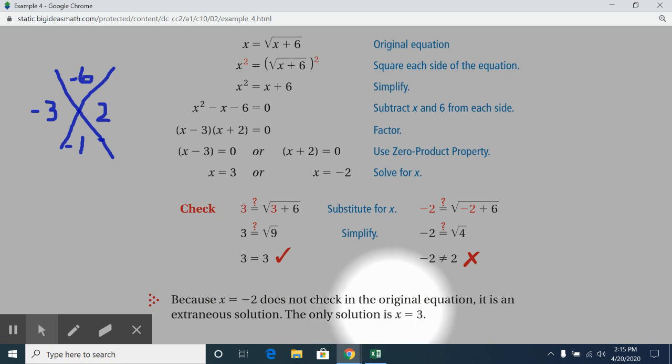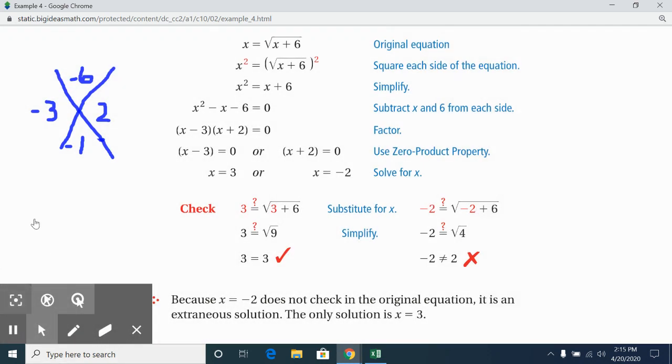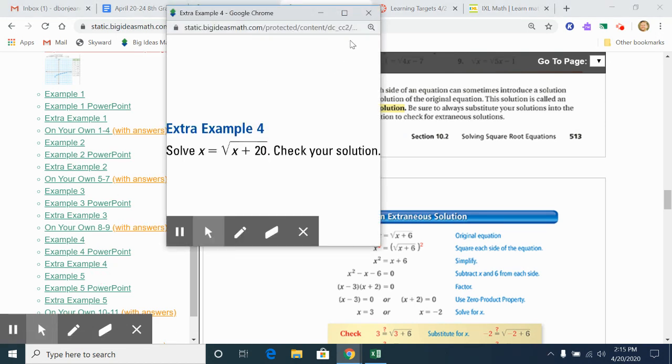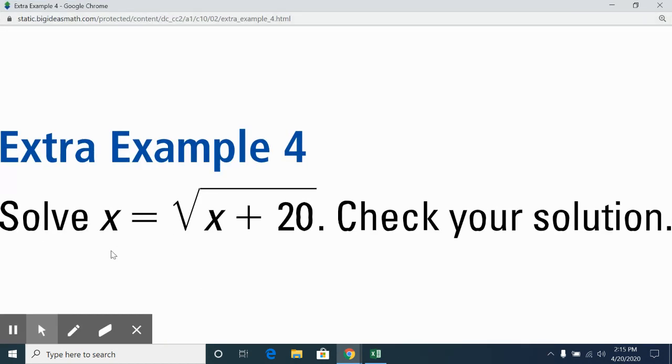Okay, so that's what we mean by an extraneous solution. Sometimes one of the numbers, when plugged back in, doesn't work. It doesn't make the equation true. Okay, let's look at this. All right, let's try this.